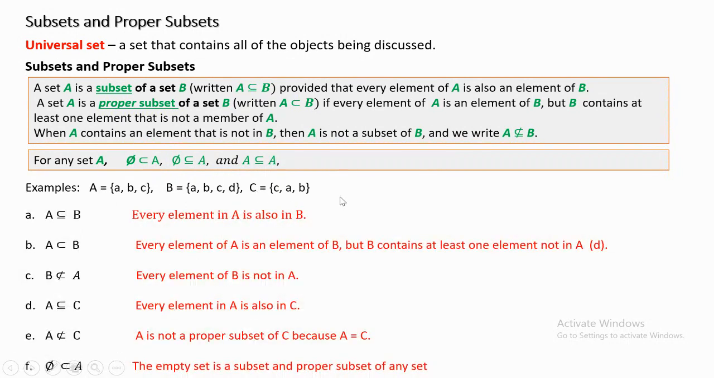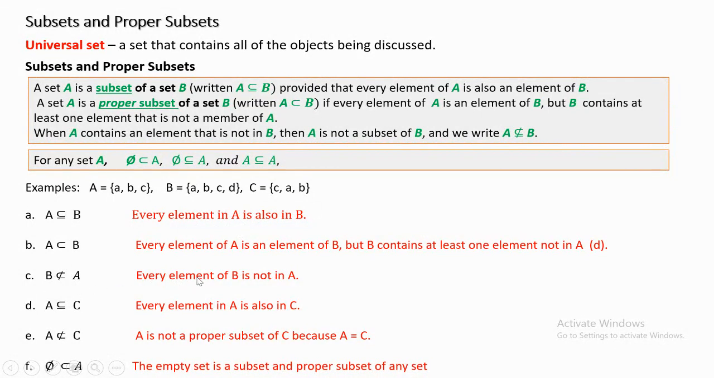Okay, now let's see what they give us here. Let me go back here. Here's how you read it. Every element in A, right? This is true, because every element in A is also in B. So here, every element of A is an element of B, but B contains at least one element not in A. That's how you read it.